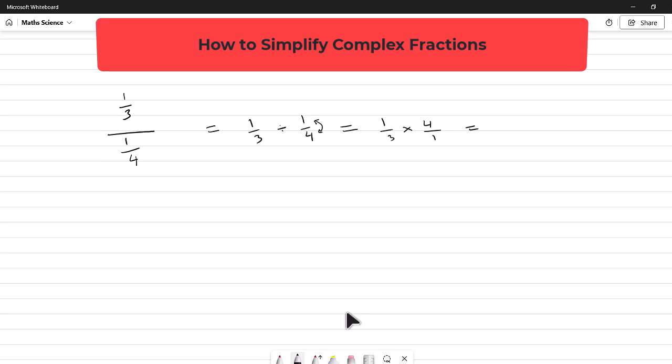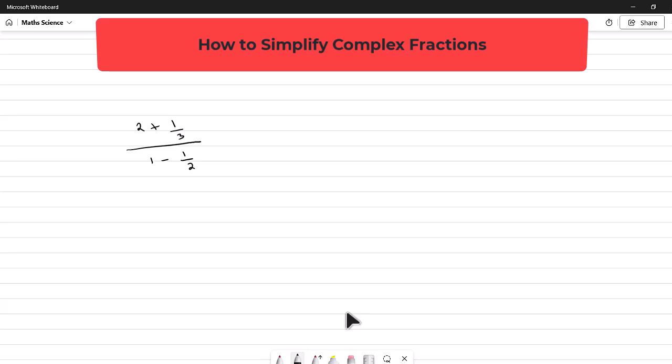And then here we have just two fractions being multiplied, so we can multiply the numerator with the numerator and the denominator with the denominator. So this just becomes 4 times 1 is 4 and 3 times 1 is 3. So 1 by 3 divided by 1 by 4 is just 4 out of 3. Okay, now let's take another example.